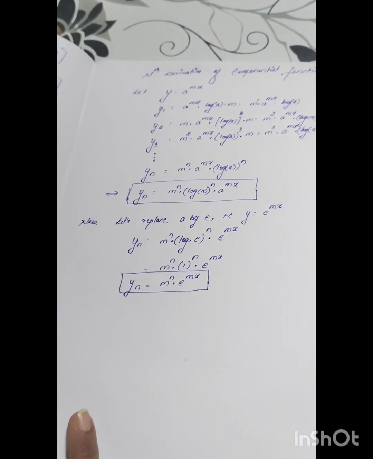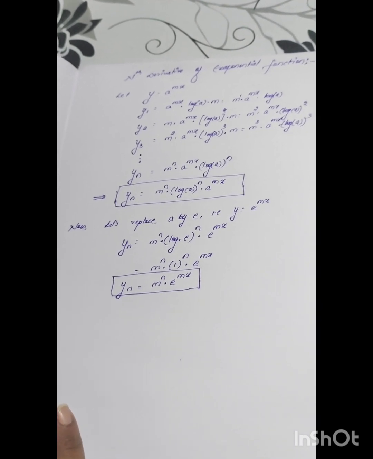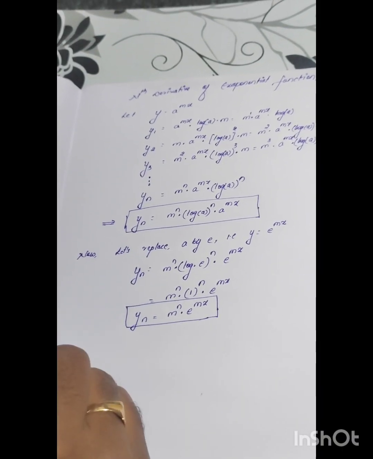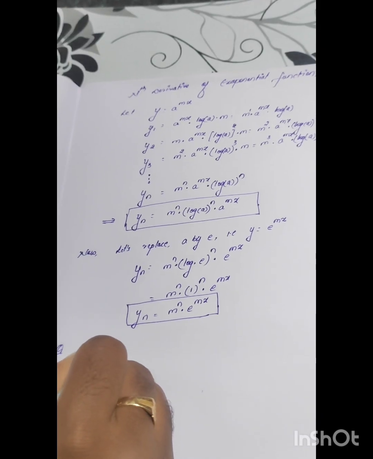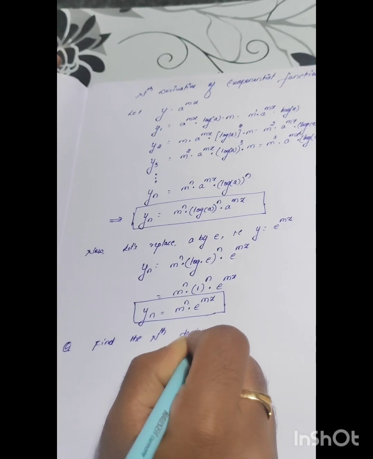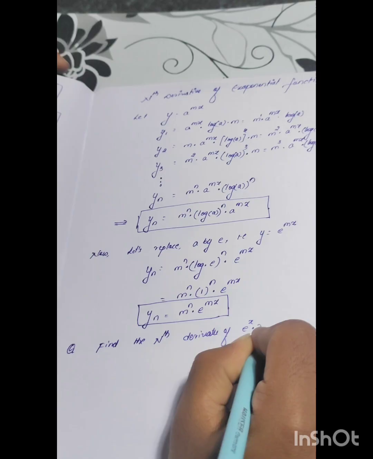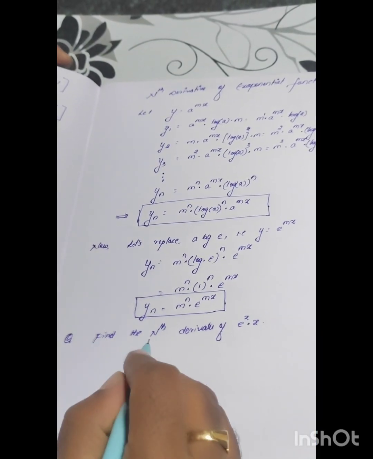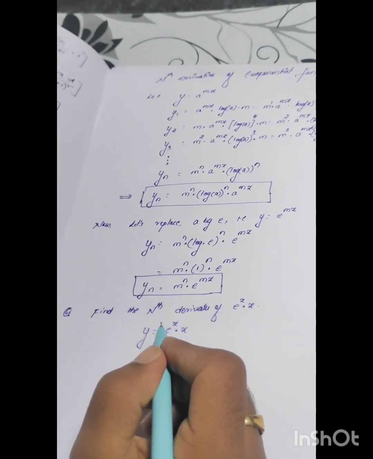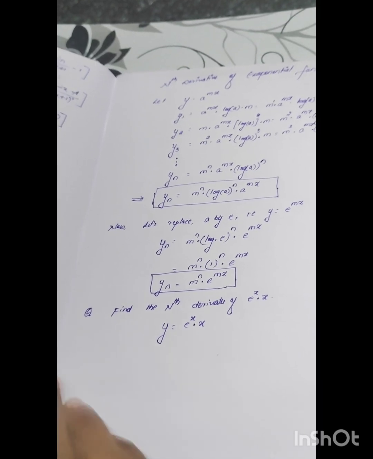So this is the derivative of the exponential function, and now we will see a small example corresponding to this exponential. So let's say find the nth derivative of e raised to x into x. So here y is equal to e power x into x, so we have two functions, so we will have to apply the product rule here.